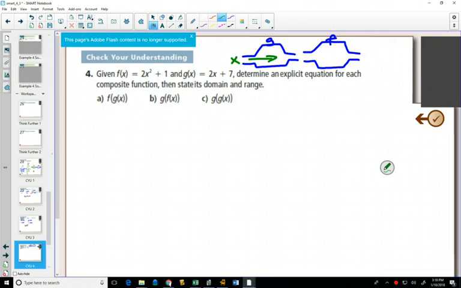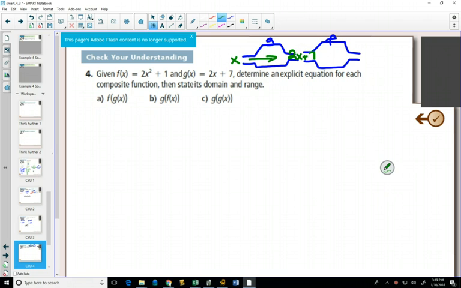Well, we look at our function g of x, and everything that you put in gets multiplied by 2, right? And then you add 7. So if you put in a 3, you'd multiply it by 2 and add 7. If you put in an x, you multiply it by 2 and you add 7. So out would come 2x plus 7, because that's what the g function does. Whatever you put in gets multiplied by 2 and you add 7.